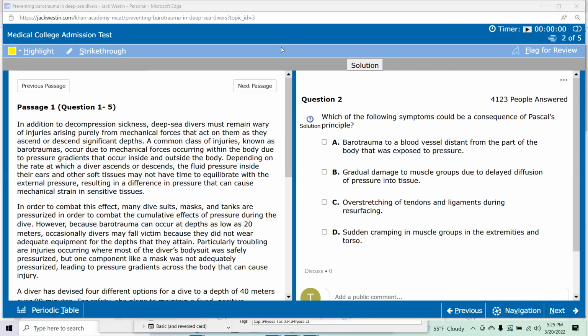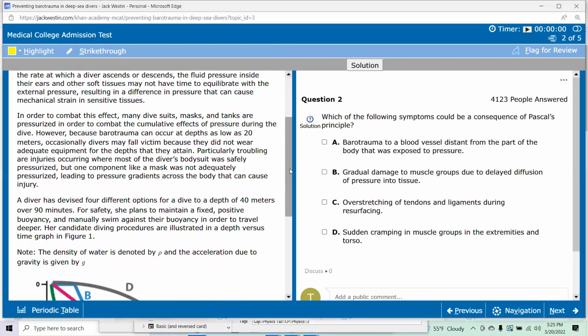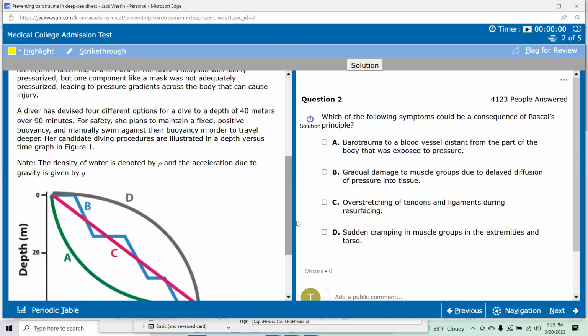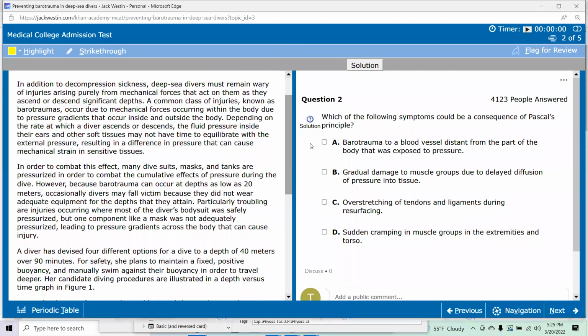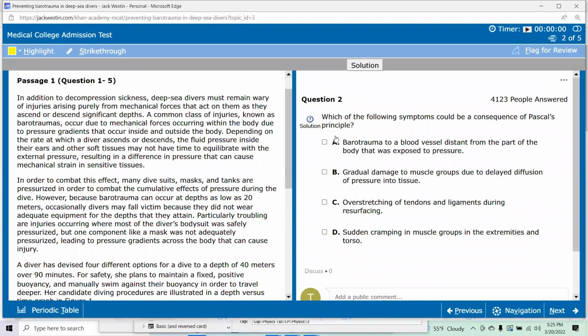And this is like, okay, if you don't know this, then what are you supposed to do? So now what we can do is look at the passage and see if there's anything about Pascal's principle to help us, right? So we can read through this. And I would usually skim these, and I wouldn't read it too far. I would be hunting for the word Pascal's principle or something similar to that if I was doing this right now. So in addition to decompression sickness, divers must remain wary, chemical forces act on them.